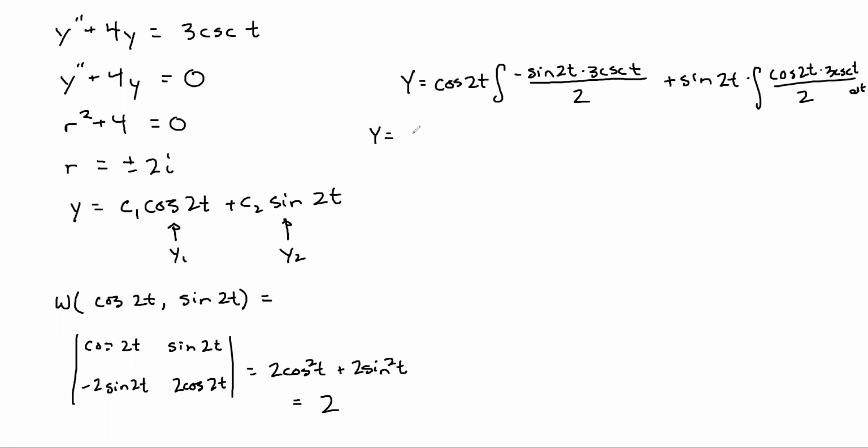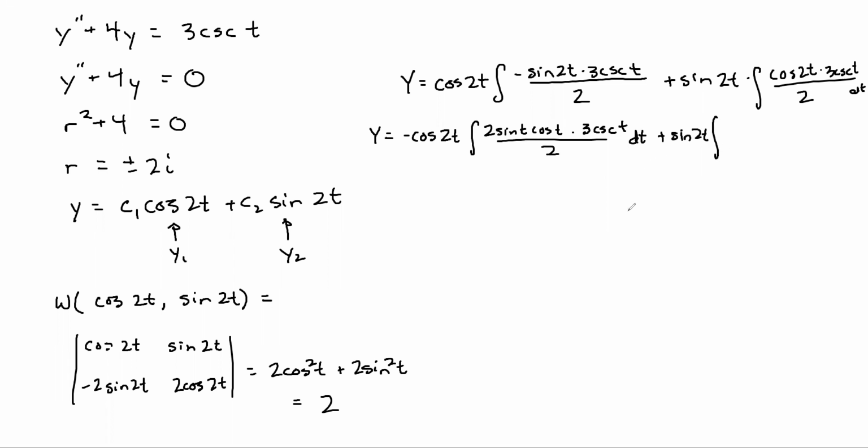So you can go ahead and just pull that negative out. So that's negative cosine 2t. To simplify this, we're going to change sine 2t into 2 sine t cosine t times 3 cosecant t over 2 dt. And then here we've got sine 2t.